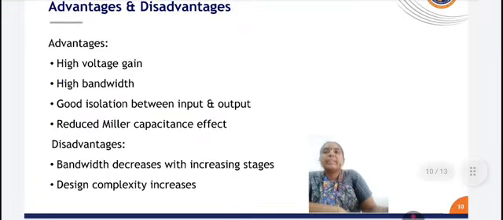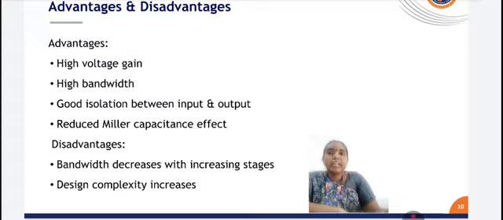Next, the cascade amplifier has several advantages. It provides high voltage gain, high bandwidth, good isolation between the input and output, and also reduces the effect of Miller capacitance, which improves the high frequency response. On the other side, as the number of stages increases, the bandwidth decreases. Also, the design becomes more complex as more stages are added. So engineers need to carefully consider how many stages are required for the application.